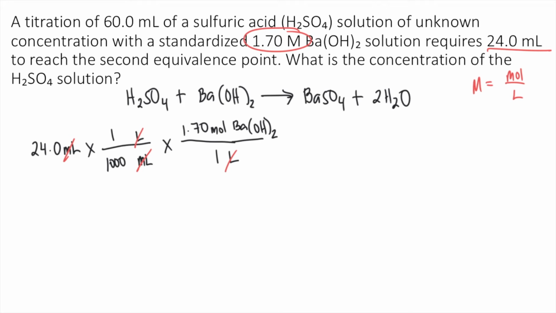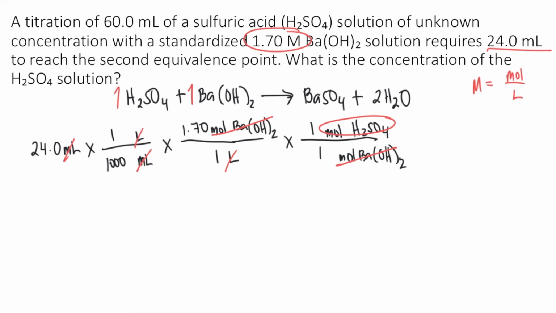Okay, and then you go to the balanced chemical reaction. As you can see, for every 1 mole of barium hydroxide, it reacts with 1 mole of sulfuric acid. So you put that into your dimensional analysis. So for every 1 mole of Ba(OH)₂, it reacts with 1 mole of H₂SO₄. So the moles of Ba(OH)₂ would cancel out. Now you have moles of H₂SO₄. So now we can calculate the moles of H₂SO₄.